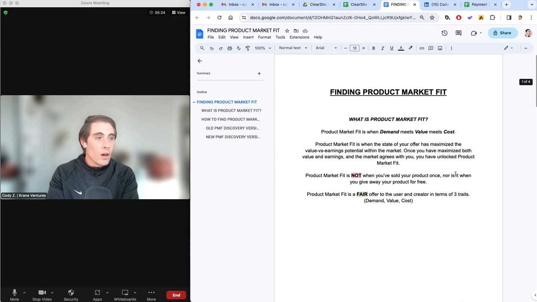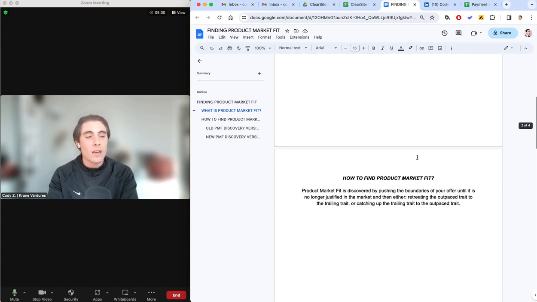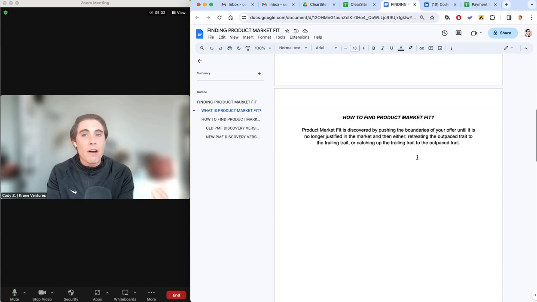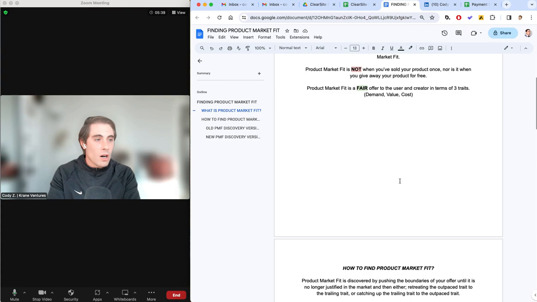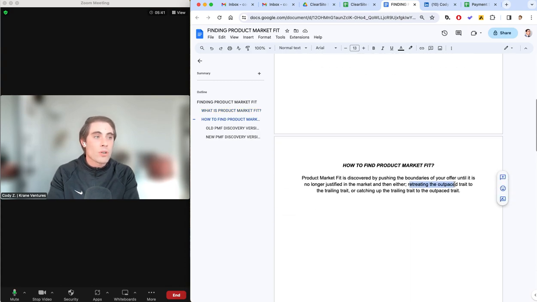Well, these are demand, value, and cost. These are the 3 traits to a fair offer. So let's take value and cost because we have to assume that there is a market for this, or else it's a no-go no matter what. So taking value and cost, we need to either retreat the outpaced trait, or we need to catch up the trailing trait.